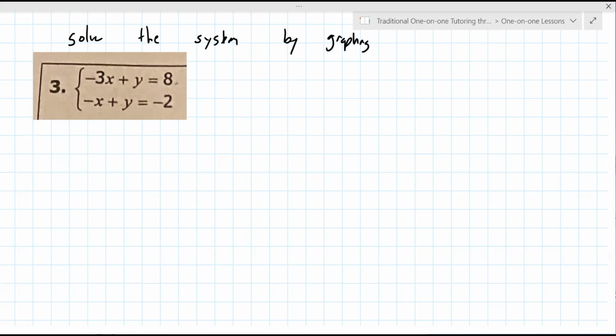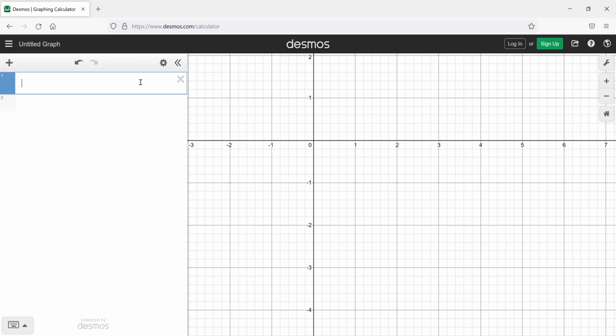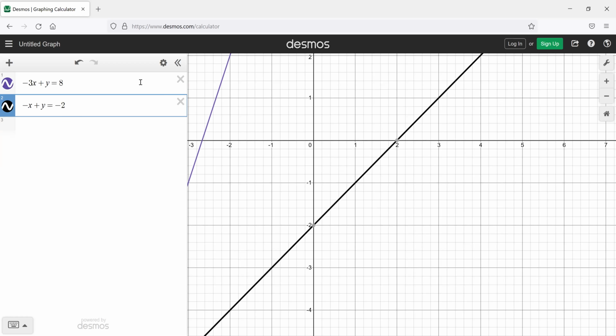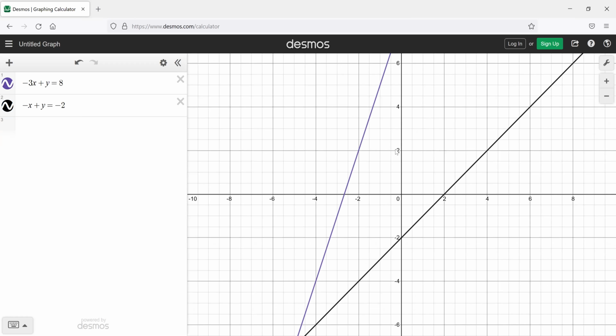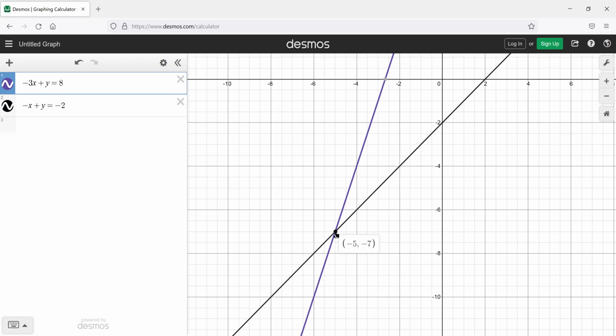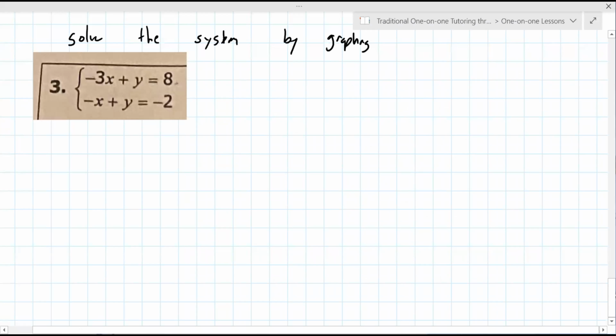Now I'm going to do this. You're not going to do this, but I want you to see how this tool works. If I go back to Desmos and type in what they give you, minus 3x plus y equals 8, and minus x plus y equals -2. If your window's messed up, you can hit this home button. I can't quite see it, so I drag, and there's your solution. But you're not going to have Desmos on your exam, so we have to do this another way. Let's go back to our workspace and figure out how.